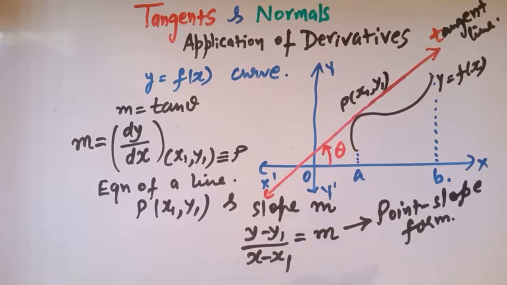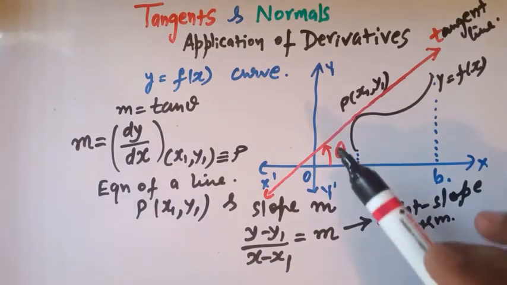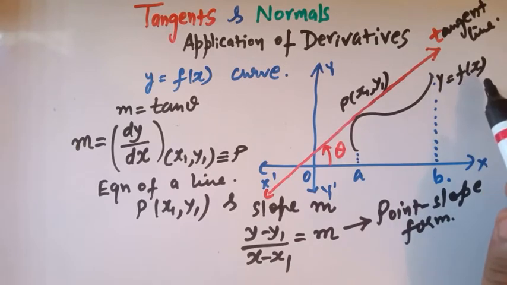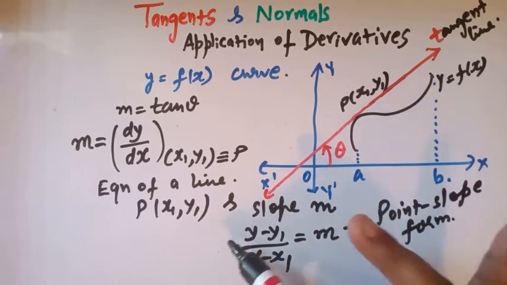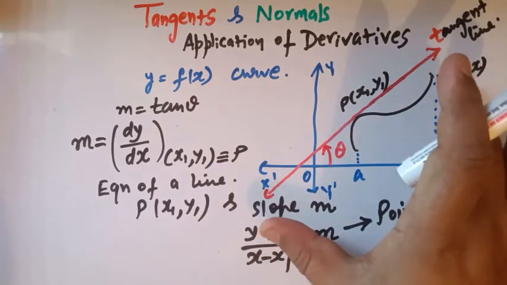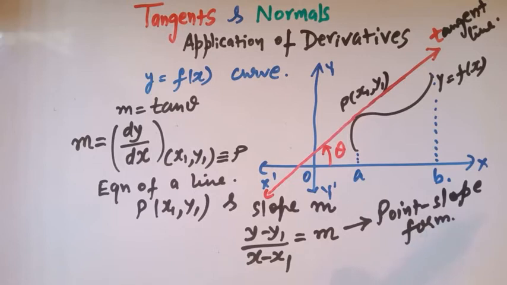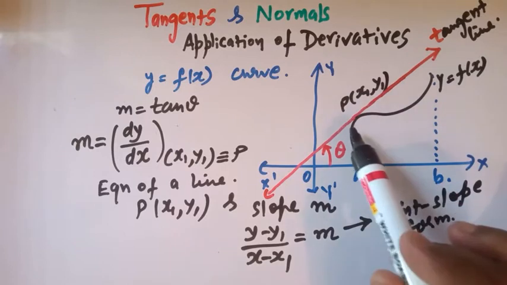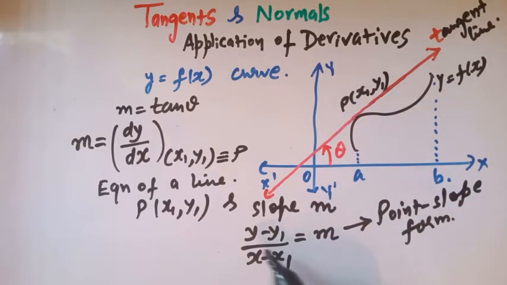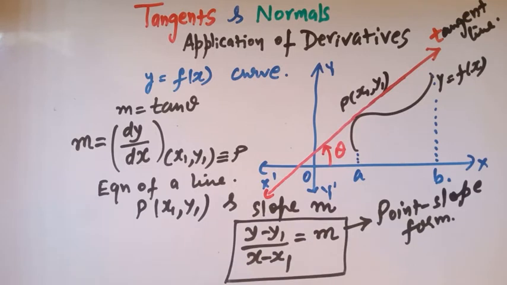So here's what we have discussed so far. We have a curve y is equal to f(x), and we have a point P on this curve, and we want to find the Cartesian equation of this tangent line at this point P, and which is given by (y minus y1) divided by (x minus x1) equal to m. So remember this result. Clear?